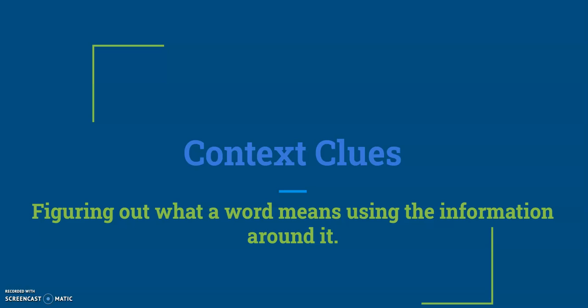Hi everyone, today we are going to be talking about context clues. Context clues refers to using information that's surrounding a word that you don't know to figure out what that word means. So we're going to look at some different sentences that have a key word in it that we're trying to figure out.